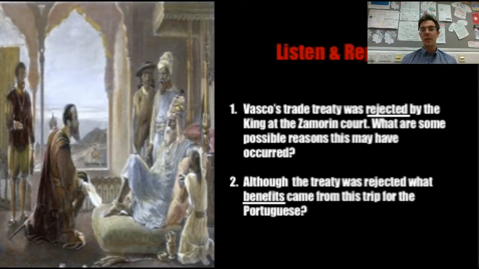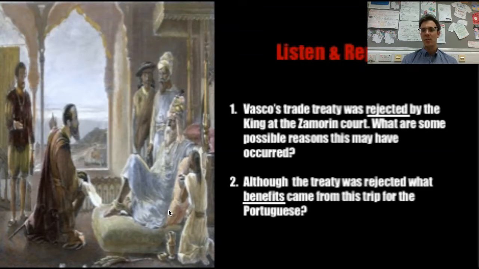as the Portuguese were actually there for about 3 months. So while the Zamorin did enjoy the company of the Portuguese, he didn't really see a need to develop some sort of trade relations with them. So although the treaty was rejected, what benefits came from this trip? Well, a lot of great benefits came for the Portuguese in this trip.